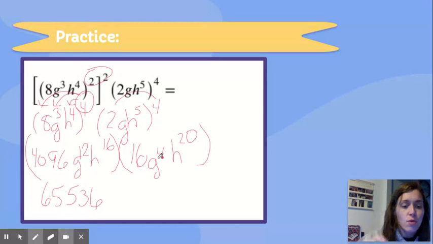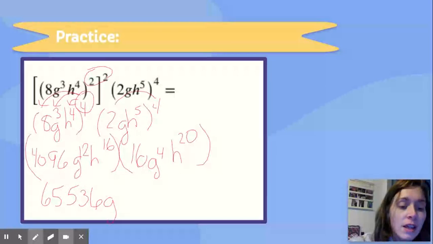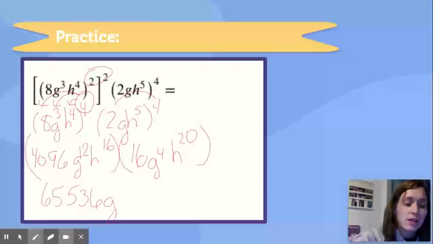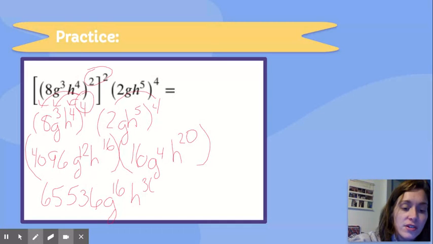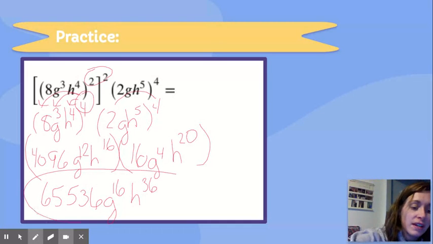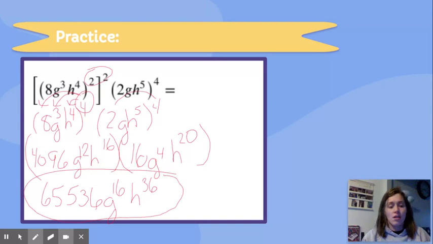Now, when we multiply powers, that's when we add the exponents. So 12 plus 4 gives us 16, right? That's like saying we have 12 g's and 4 g's for a total of 16 g's. And then we have h to the 16 times h to the 20. So 16 plus 20 gives us 36. And now we've simplified our monomial into something that looks a lot less messy. And so here we can say we're done.